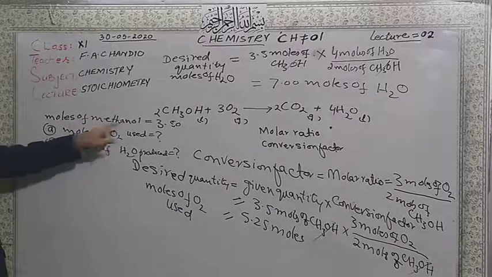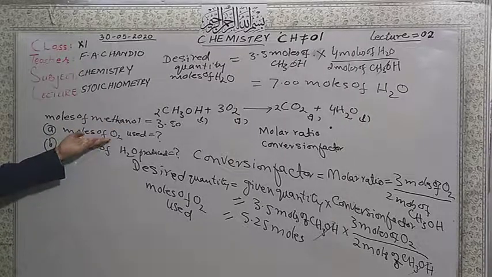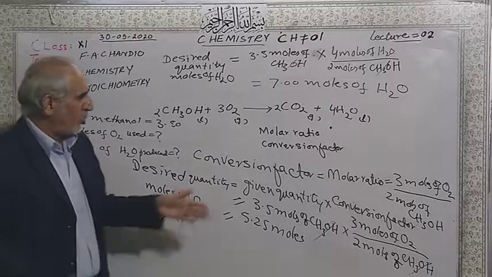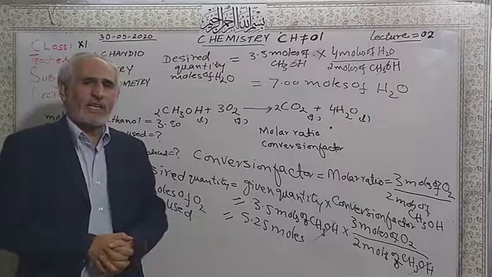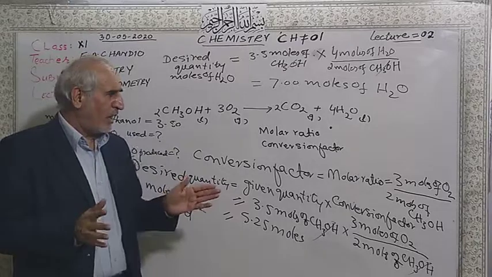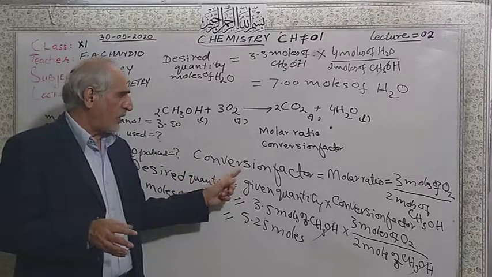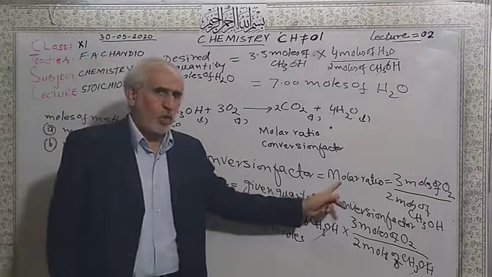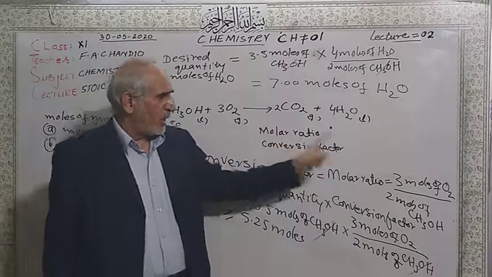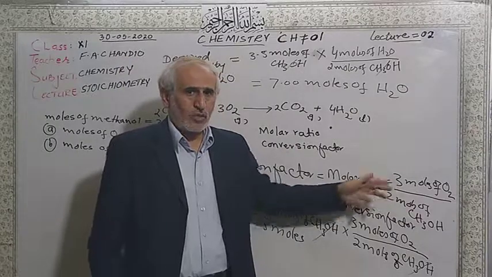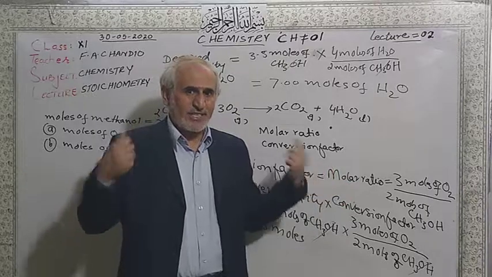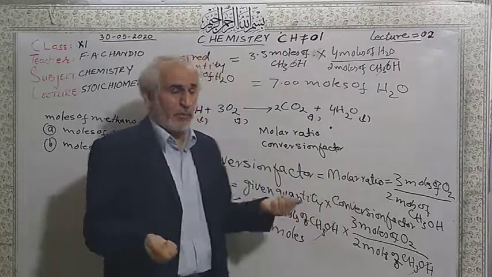Number of moles given for methanol. You have to calculate moles of oxygen and moles of water by using the conversion factor method. See very well. Conversion factor means molar ratio. The molar ratio should be equal to the number of moles of the desired quantity, meaning the question asked, from the balanced chemical equation.